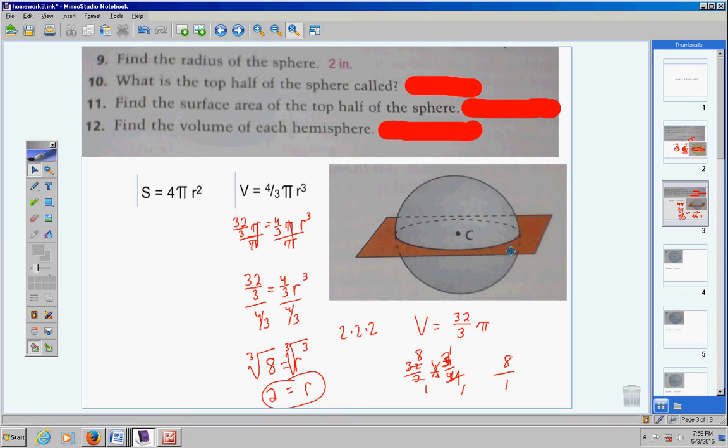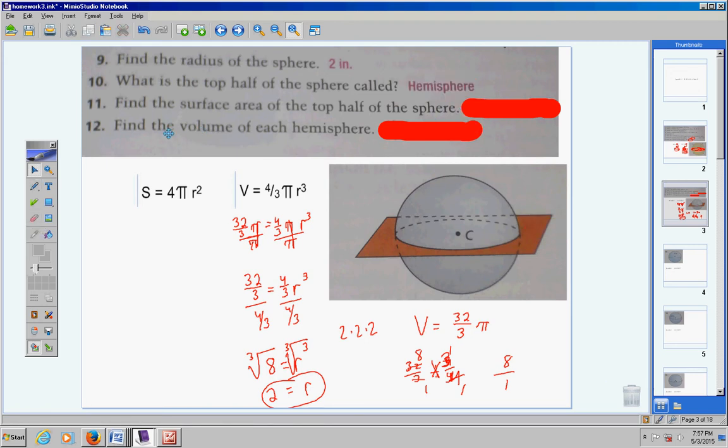First of all, let me look at the directions. It says in the directions that this brown tannish plane contains the center of the sphere. So I know it goes right through the middle of the sphere. With that in mind, what do I call this top half? A hemisphere. It's called a hemisphere. All right, so there we go.